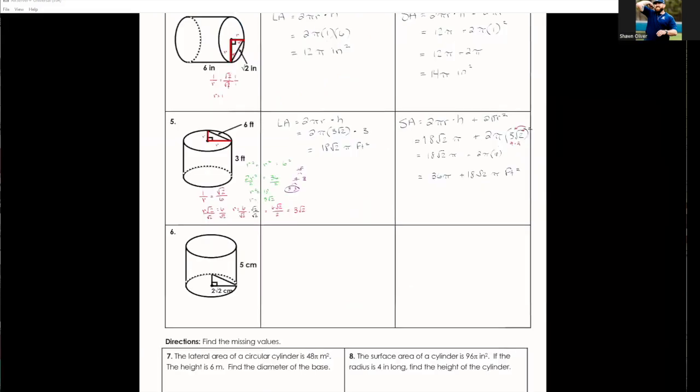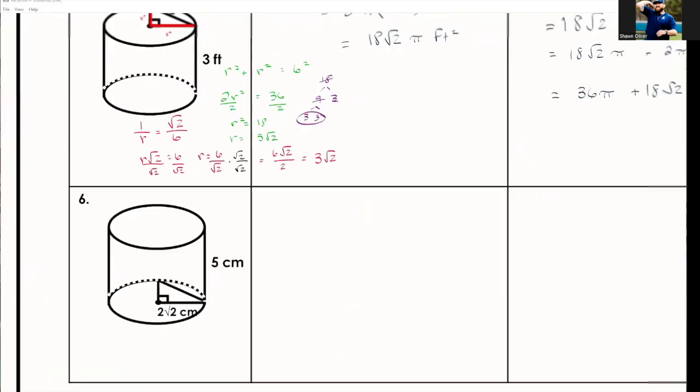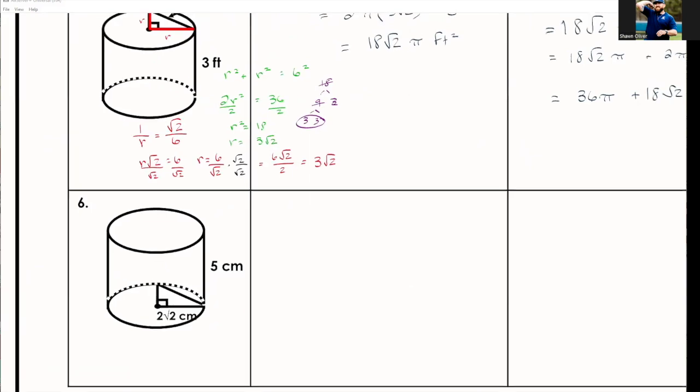Okay. And then one more. This one's going to be pretty straightforward. The lateral area is circumference, 2 pi r times height. So 2 pi times 2 root 2. What's the height, top to bottom? 5. So 4 times 5 is 20. So 20 root 2 pi square centimeters.